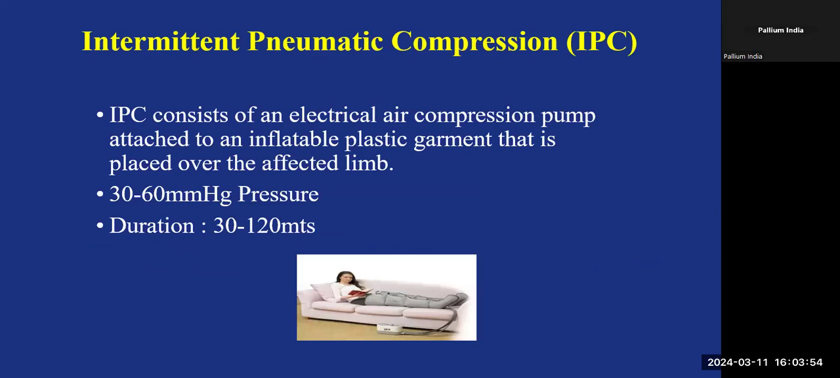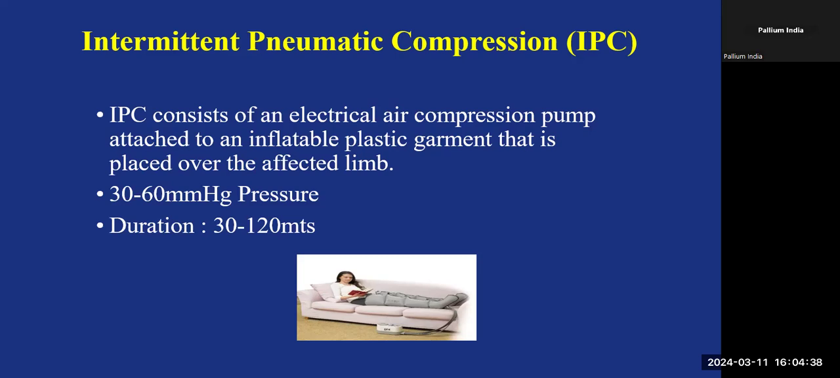This is the intermittent pneumatic compression pump, which I discussed earlier. If the patient has stage 1 lymphedema, that is, pitting stage edema, then this will help. It is a kind of plastic garment, like a BP apparatus cuff. You can insert the affected limb into that garment, and we can adjust the pressure and also the duration.